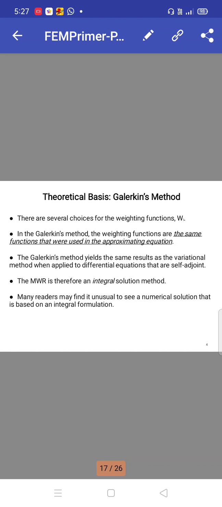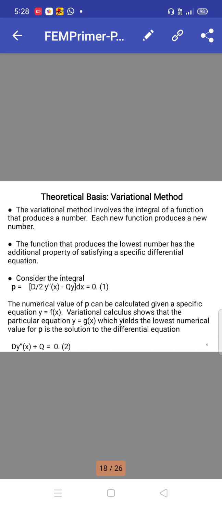Theoretical basis: Galerkin method. There are several choices for the weighting function w. In the Galerkin method, the weighting functions are the same functions that were used in the approximating equations. The Galerkin method yields the same results as the variational method when applied to differential equations that are self-adjoint. The method of weighted residuals is therefore an integral solution method. Many readers may find it unusual to see a numerical solution that is based on integral formulations.